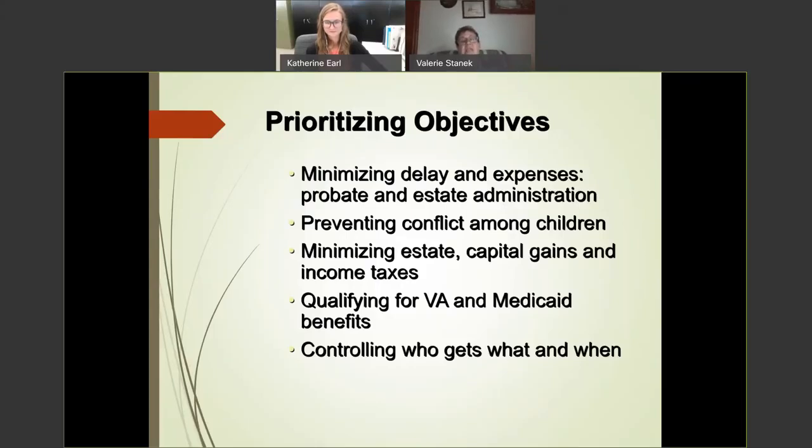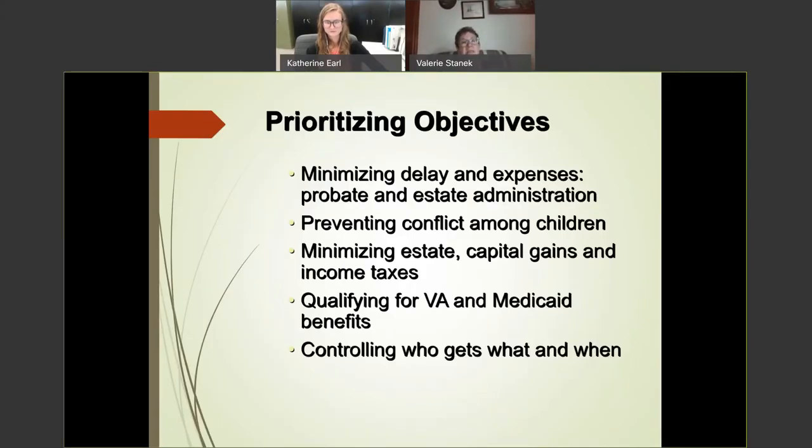Another one of the objectives that you may have is to qualify for certain benefits. One of the benefits that a lot of people are not even aware that they are eligible for are Veterans Administration pension benefits, and there are enhanced benefits for individuals who need some type of what the Veterans Association refers to as aid and assistance.